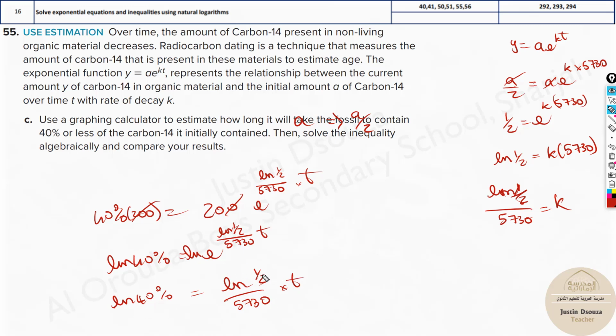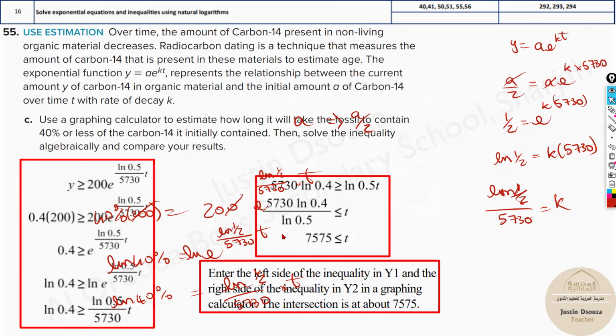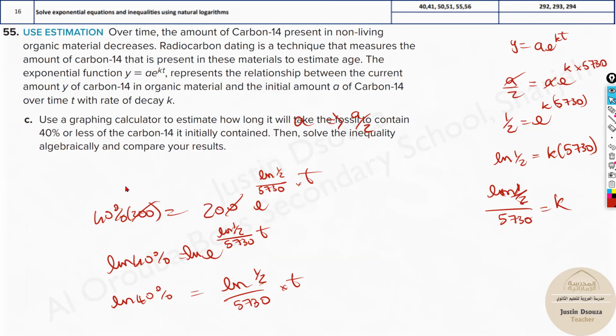And you can just solve this, take this to the other side and put it in the calculator, you will get the answer. So here, that is what is done. But I forgot to tell you one important thing. 40% or less, this is an inequality. I took it as equal to. I'm sorry for that. I'll correct it now.